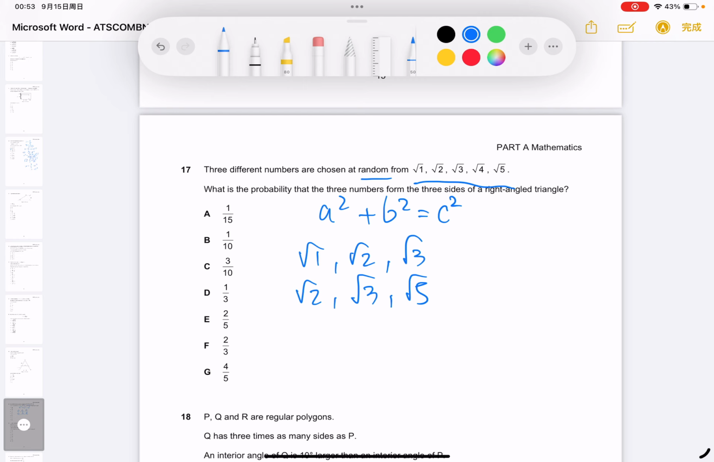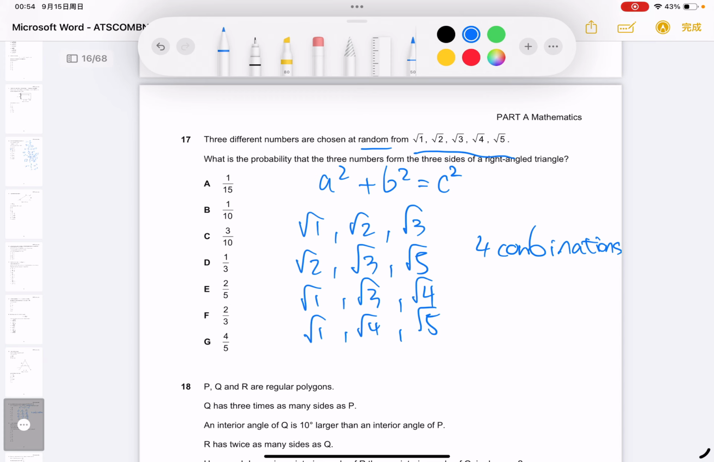And what else? Think carefully. 1, 3, 4. That's another one. And how about now? Let's think. 1, 4, and 5. And is that everything? Yes, that's everything. We got a total of 4 combinations. Again, here order does not matter because it's combination, not permutation.